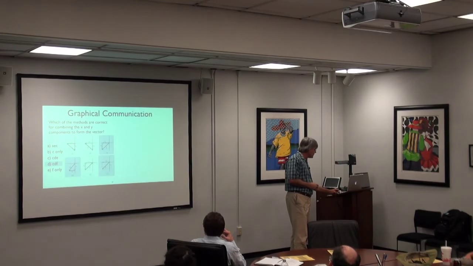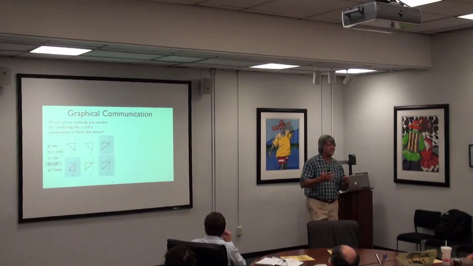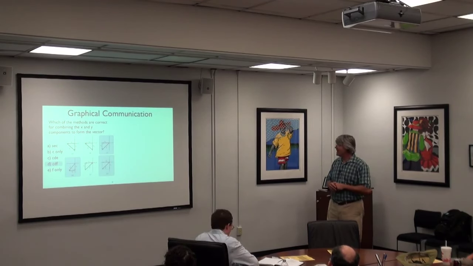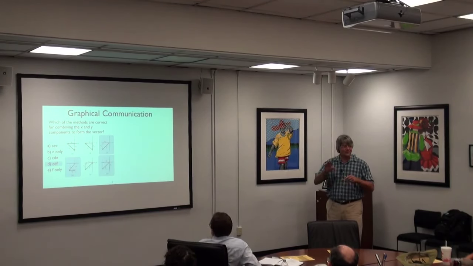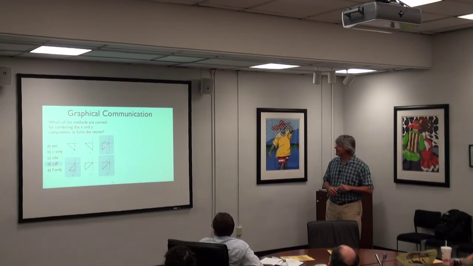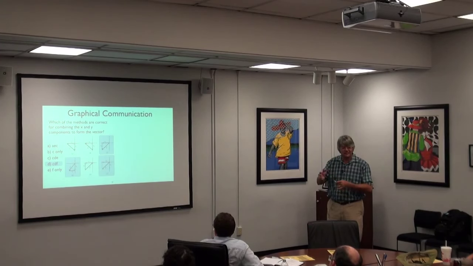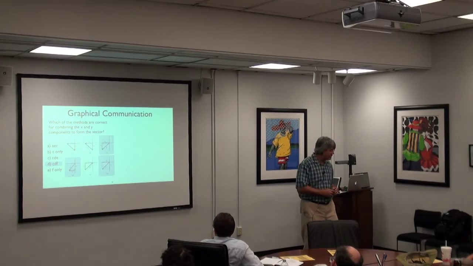Here was one with graphical communication. I described adding vectors, and there's the triangle. So the correct answer is these three in gray: C, D, and F. And we had just spent two days drawing these and going over these, and we had other questions. So I asked, which ones were the right ones.